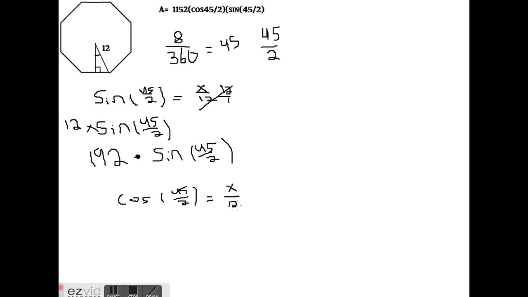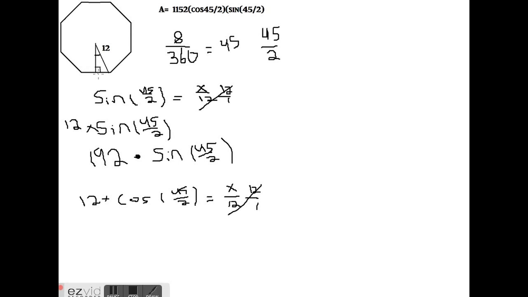And then we just do the same thing. Over 1, and then we get 12 times cosine 45 over 2. Now we have that, and we can plug that in because this is the adjacent. We don't need to multiply it by 2 or anything because that is the whole side. We don't need to find the whole side of the octagon because it's just the adjacent side.